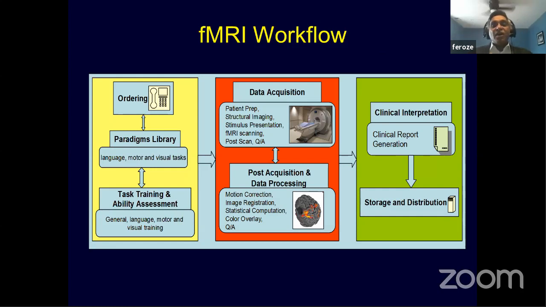So here is a workflow as a radiologist. How does this work? On the left is when you get an order from a neurologist or a neurosurgeon, then you should be ready with your paradigm library. Okay, here is a patient. What library should I be using? What paradigm should I be using?